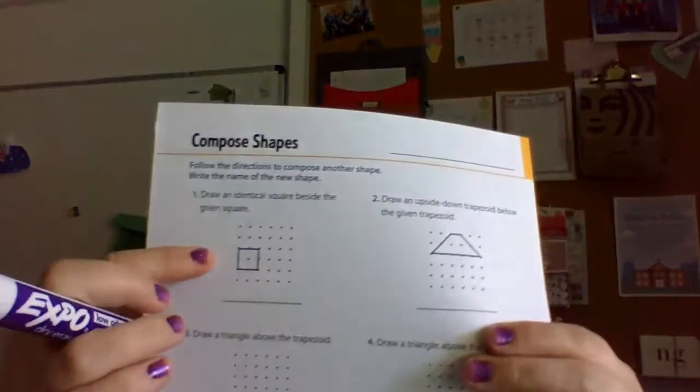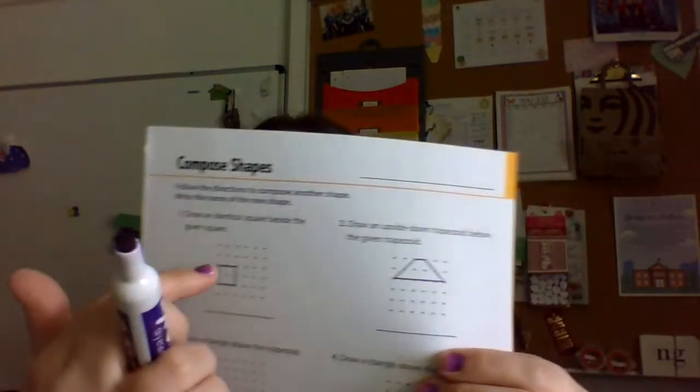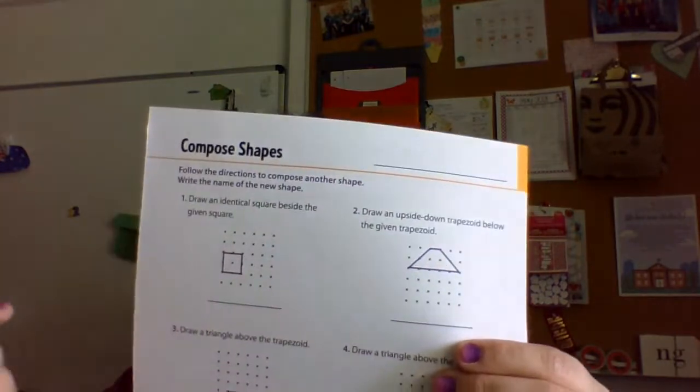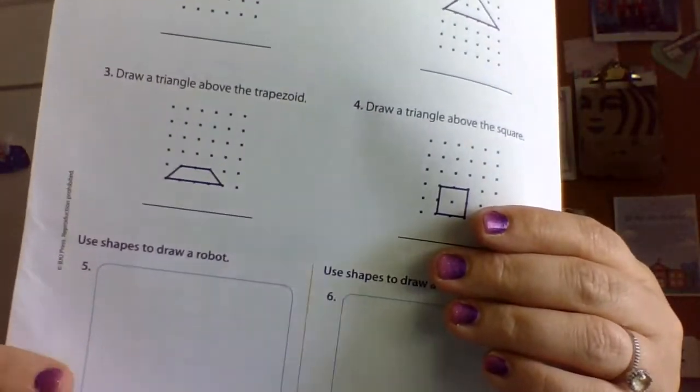So for this one, you're going to draw another square right next to this one. It's going to turn it into a rectangle because that makes this long side, short side, short side. Okay, same thing with all the others. And then here you'll draw shapes to make something. Use shapes to draw a robot. Use shapes to draw that. And then back here on the back, you're going to do the same thing.